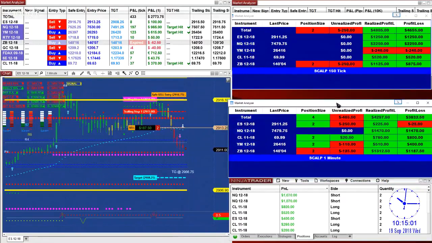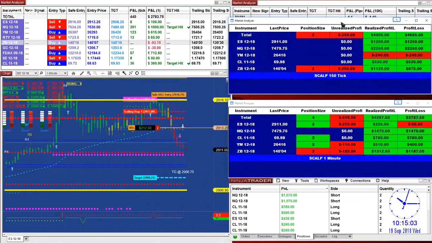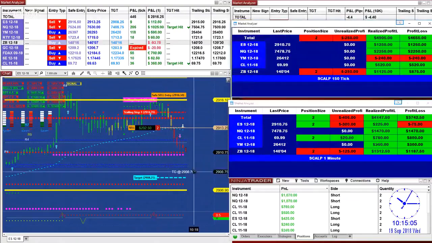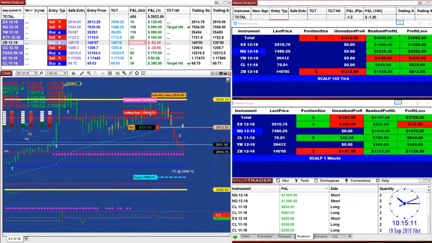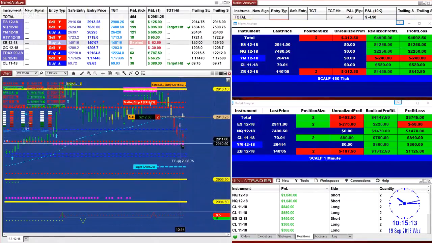So now keep your eye on this one here. If we are crossing the ES right now, it's still struggling. The party is not over on those lines here, folks.